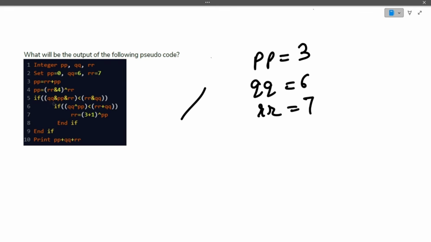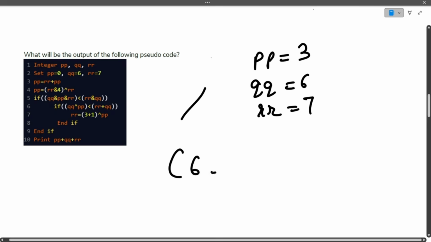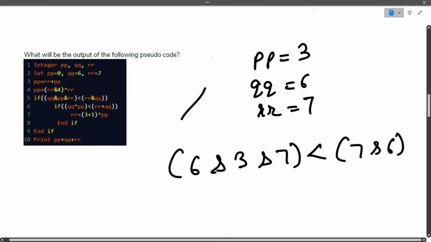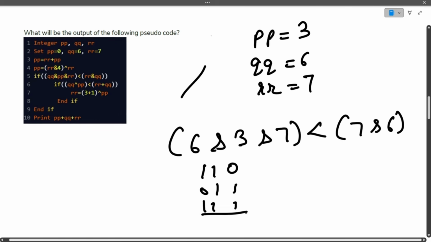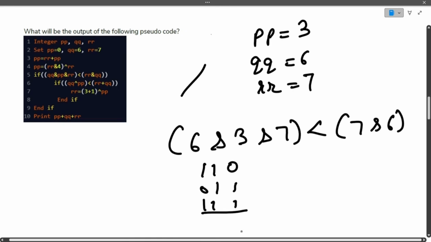If QQ and PP and RR, so QQ is 6 and PP is 3 and RR is 7, is less than RR and QQ, that is 7 and 6. Now again we have to do these bitwise operations. Let's write 6 in the binary form, it will be 1 1 0. 3 in the binary form will be 0 1 1. And 7 in the binary form will be 1 1 1. The AND operation between these three will give us 0 1 0, so this will give us 2. Let's write 2 here.